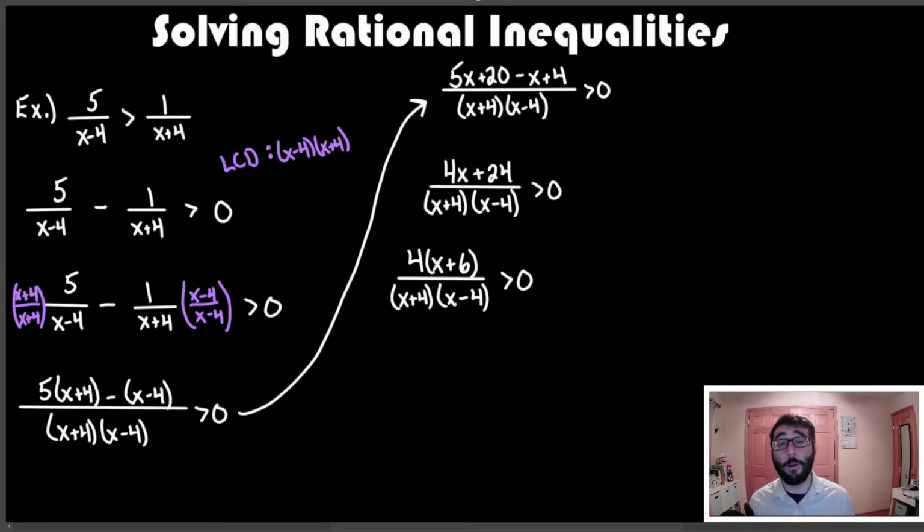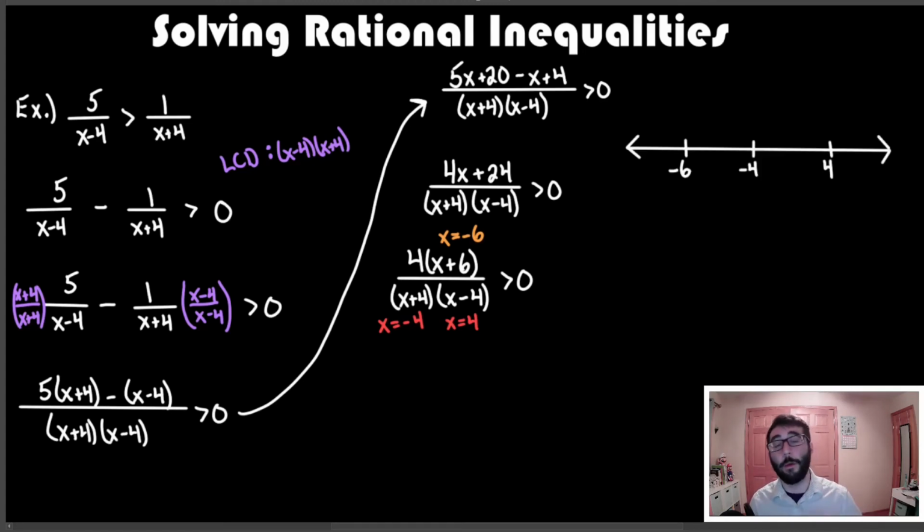But from here, I have everything written as a single fraction. Notice I have this completely factored, so I have 4 times the quantity of x plus 6 in my numerator, and I have the quantity of x plus 4 times the quantity of x minus 4 in my denominator, and that needs to be greater than 0. So now I find my zeros of the numerator and denominator. I get -6 from the numerator. I get -4 and +4 from my denominator.